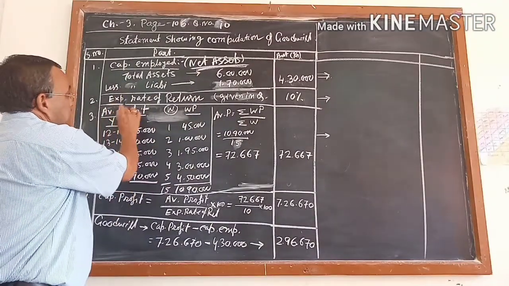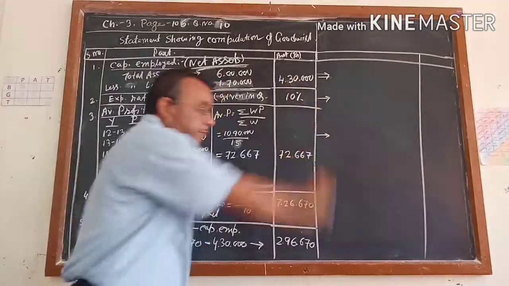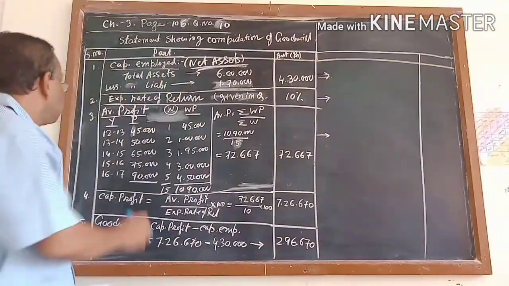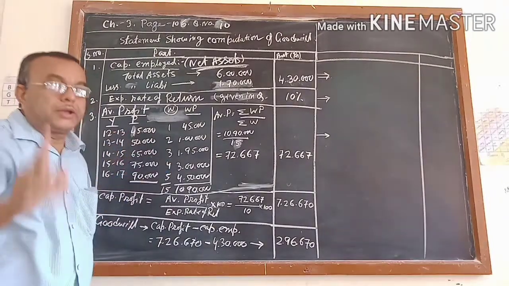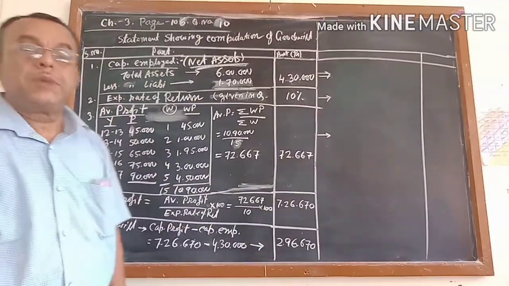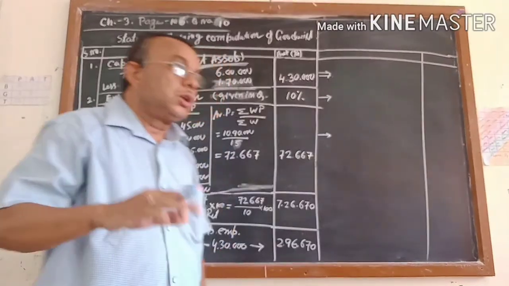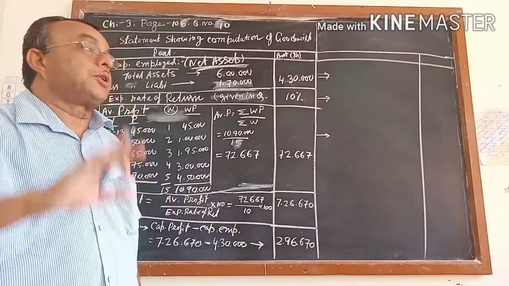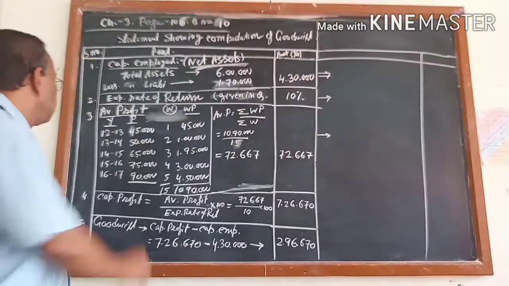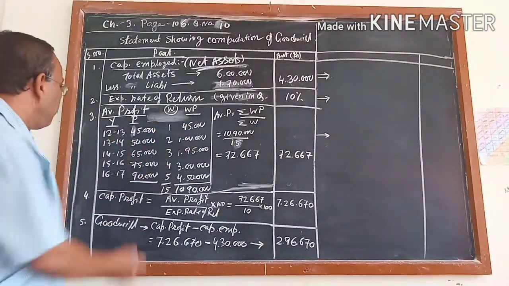Second point, expected rate of return is given as 10%. Automatically it is given in the question, 10%. Third step. Here keep it in mind. Third step is the average profit. But in the third method, the average profit was not the third step. That was the fourth step. So one step is less here.